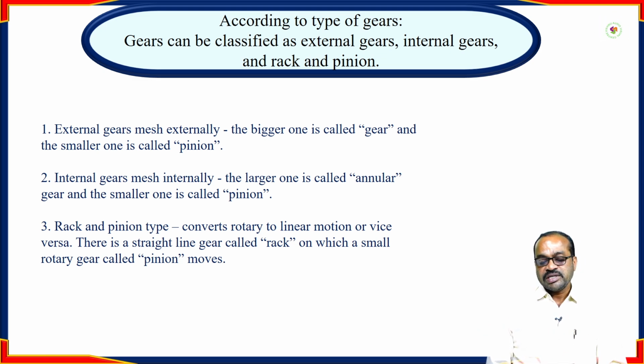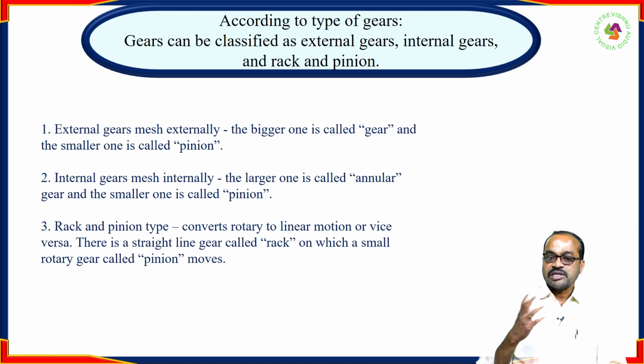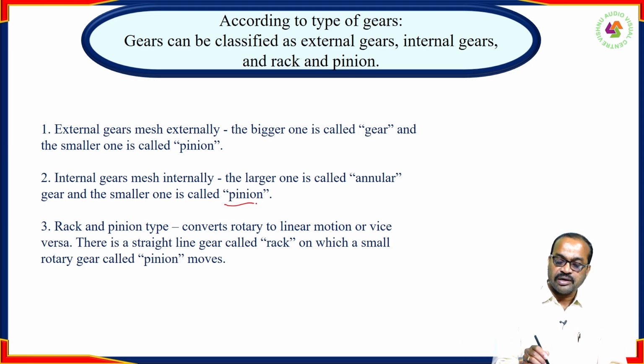Okay, so the second one is the internal gear. Here the names will be different. The larger one will be called annular. The smaller one will be called pinion. So here you can see in the external gear, the bigger one we call the gear, the smaller the pinion. When it comes to internal gears, the larger one is the annular gear, the smaller one is the pinion.